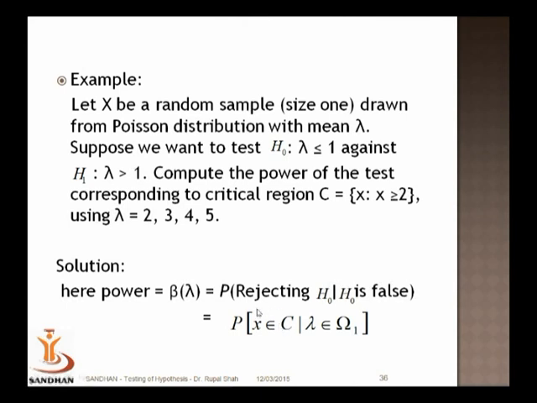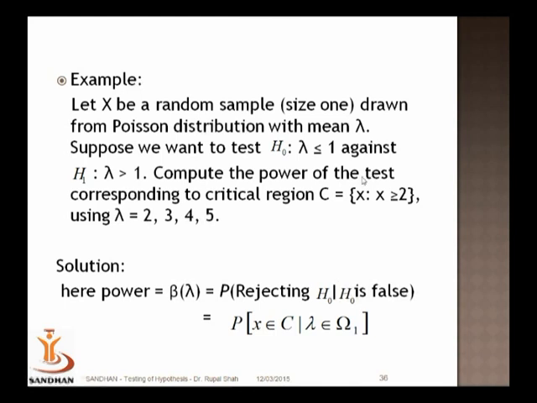Now we do some exercises on the small problems we discussed regarding hypothesis testing. Suppose we take an example of a Poisson distribution. Say X is a random sample of size 1. We are taking a sample of just size 1, drawn from a Poisson distribution with mean lambda, or rate of occurrence lambda. Suppose we want to test the null hypothesis that lambda is less than or equal to 1 against the alternative that lambda is greater than 1.